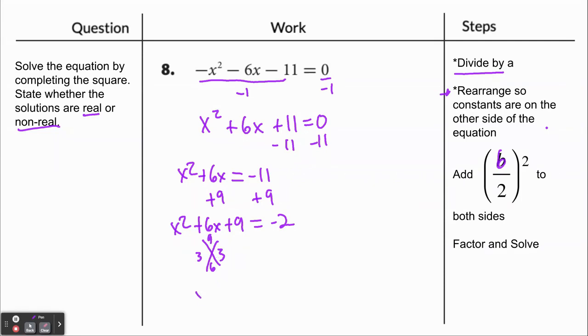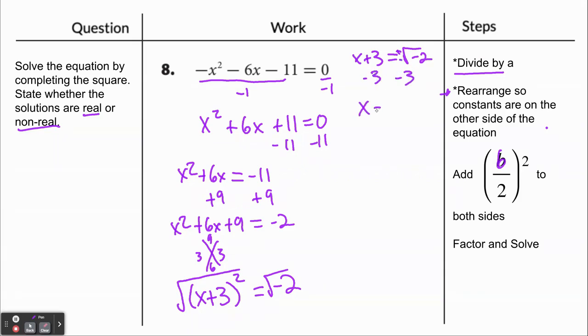Now, because I completed the square correctly, it gives me a nice, easy factorization of x plus 3 times x plus 3. I'm going to write it as x plus 3 squared equals -2. Now to solve this, I'm going to take the square root of both sides, which gives me, I'm going to do this up here on the right to give myself some more room, x plus 3 equals the square root of -2. Don't forget it's positive and negative. And I'm going to subtract 3 from both sides to give me x equals -3 plus or minus the square root of -2.